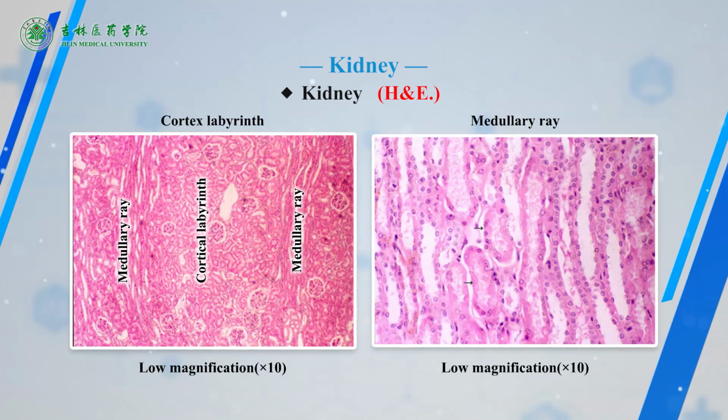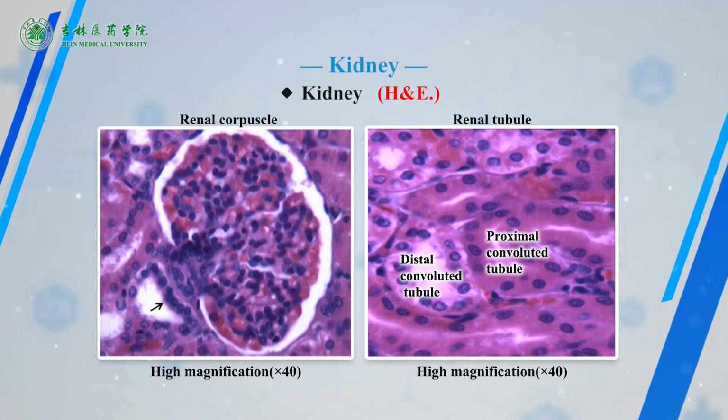The cortical labyrinths consist of the renal corpuscles and the convoluted portions of the renal tubules, the proximal and distal convoluted tubules. Medullary rays are many bundles of tubules arranged in a radiating orientation and consist mainly of the straight segments of the proximal and distal tubules, thin parts of the Henle loops and collecting tubules. For example, the arrow indicates a proximal straight tubule.